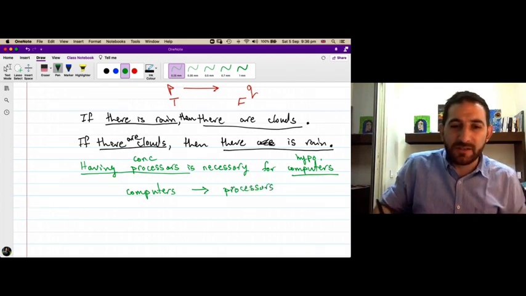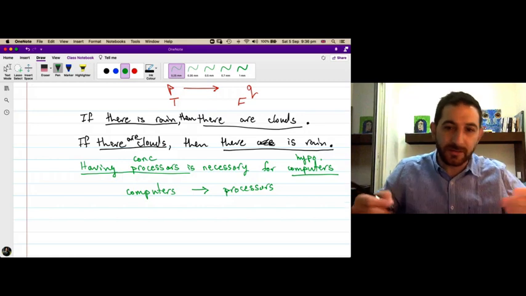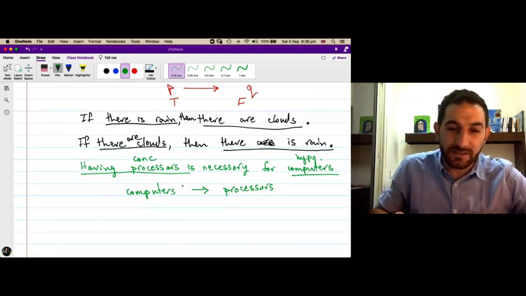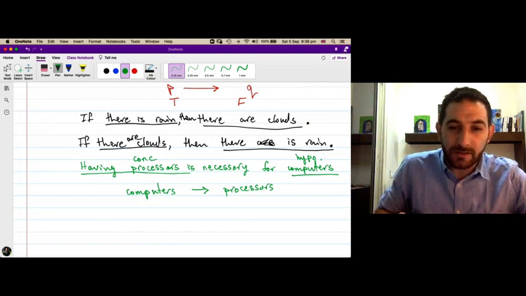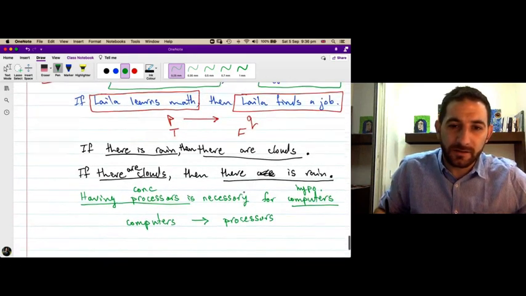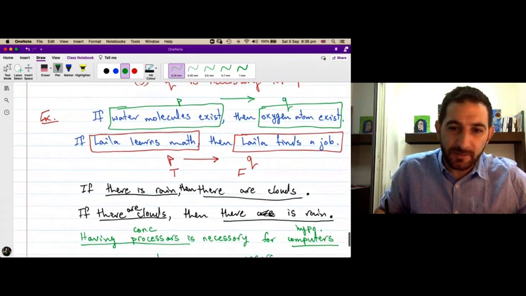This is the meaning of this statement. If we manufacture computers, then we have processors. Or another way to see it is to say that processors are necessary for computers, or computers are sufficient for processors. Okay, so these are different examples of conditional statements.